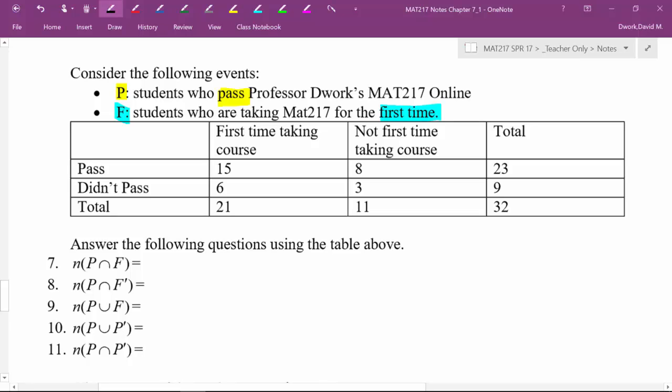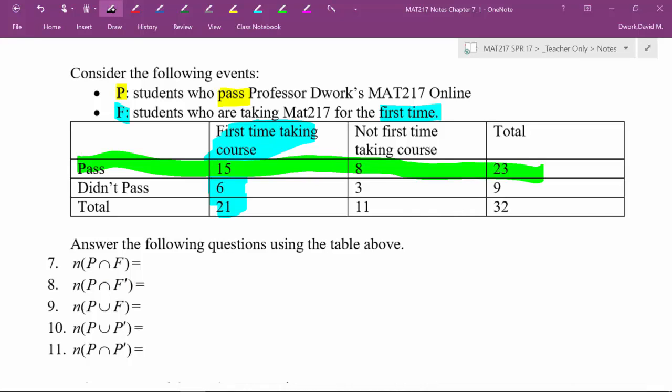Find the cardinality of P intersect F. Well, what would that mean? P intersect F means students who have passed the course, which means I am in this row. I'm looking at these groups of students here. And I want students who are F, who are taking it for the first time. So I'm in this column here. Right? So now the intersect, well, this is kind of simple because it literally is the definition of intersection, how we use it in our life. Where do these things meet? Well, that's at 15. So therefore, there are 15 students who passed my course who took it for the first time in this class of 32.